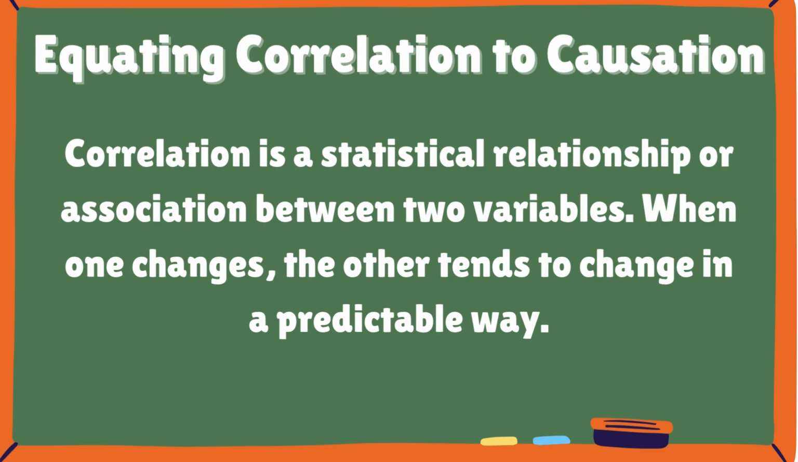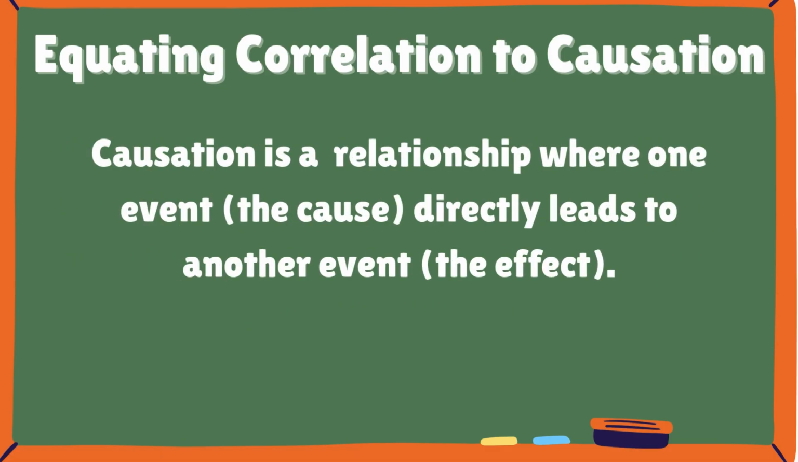Lastly, one of the most abused ideas in statistical graphs is equating correlation to causation. Correlation is a relationship or association between two variables. When one changes, the other tends to change in a predictable way. Causation is a cause and effect relationship where one event, the cause, directly leads to another event, the effect.